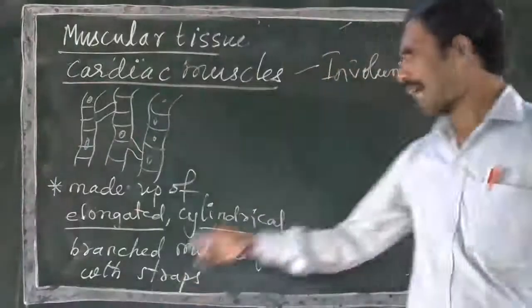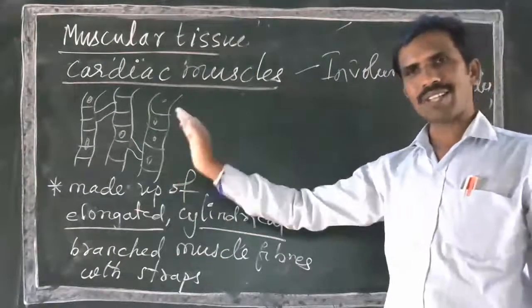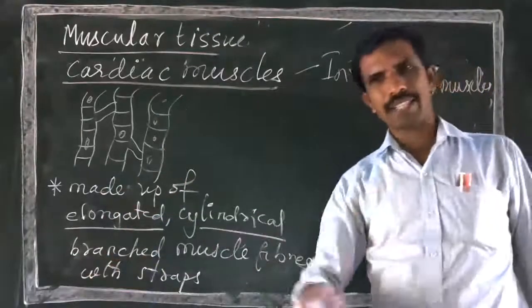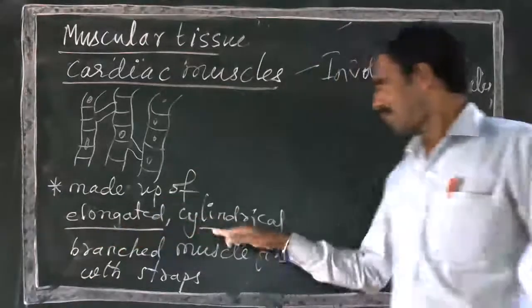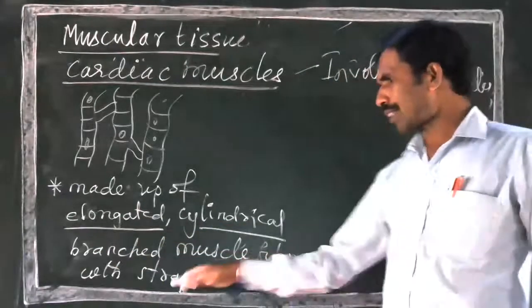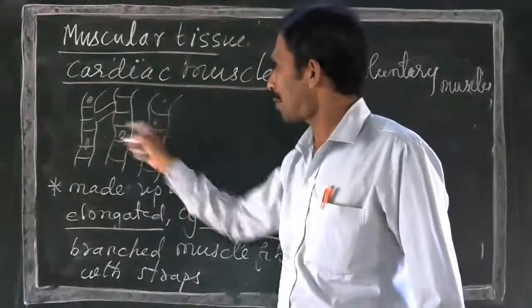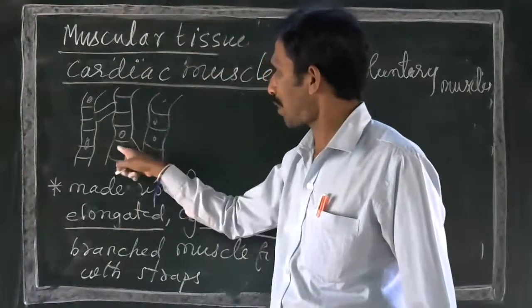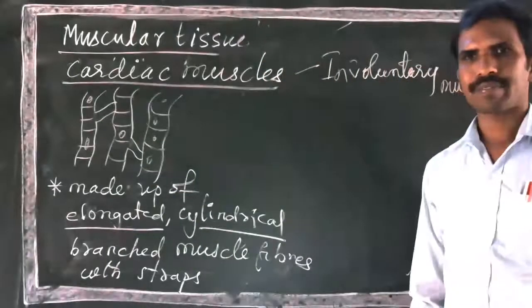See, these are the characteristics of cardiac muscle. Cardiac muscles have a separate character, smooth muscles have a separate character, striped muscles have a separate character. So cardiac muscles are elongated, cylindrical, branched muscle fibers with straps. These muscle fibers are branched and connected to each other. See here, there is a connection over here, and this fiber is connected to this. So it's a branched muscle fiber.